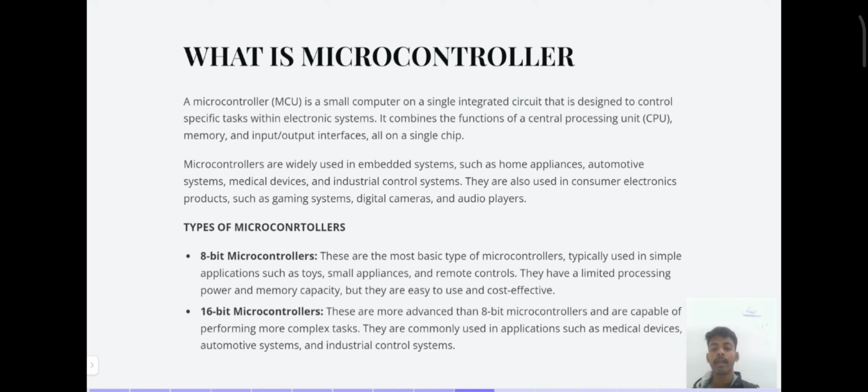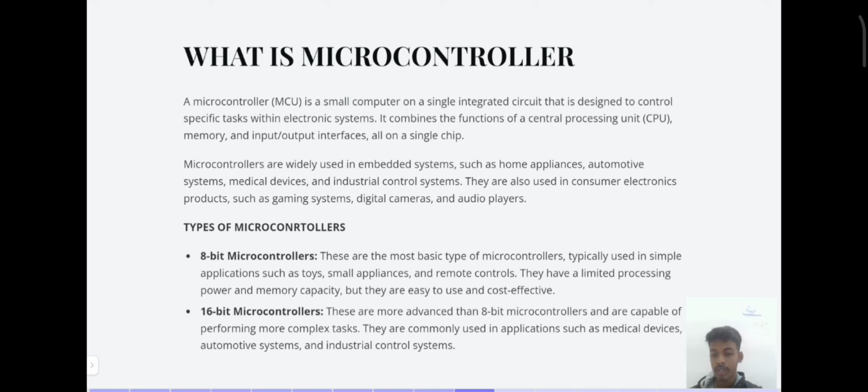What is a microcontroller? A microcontroller is a small computer on a single integrated circuit that is designed to control specific tasks within an electronic system. It combines the functions of CPU, memory, and several input-output interfaces all in a single chip. Microcontrollers are widely used in embedded systems such as home appliances, automotive systems, medical devices, and many more. They are also used in consumer electronic products such as gaming systems, digital cameras, and audio players.